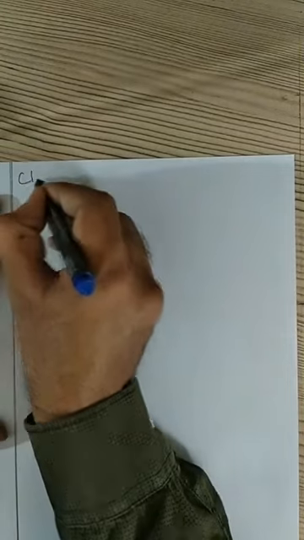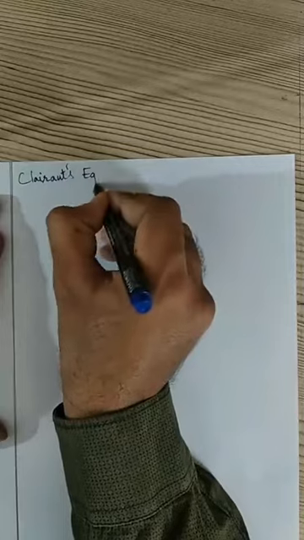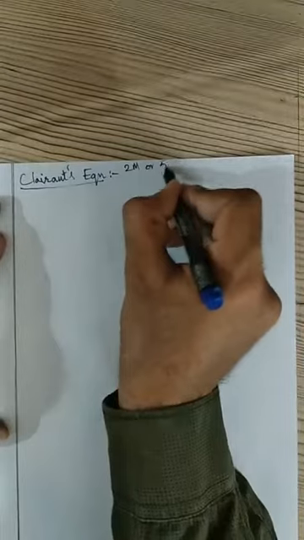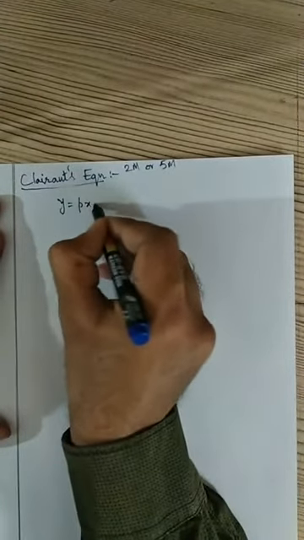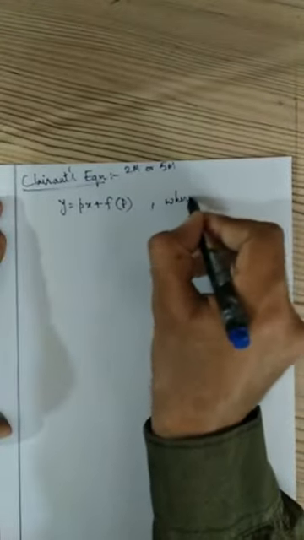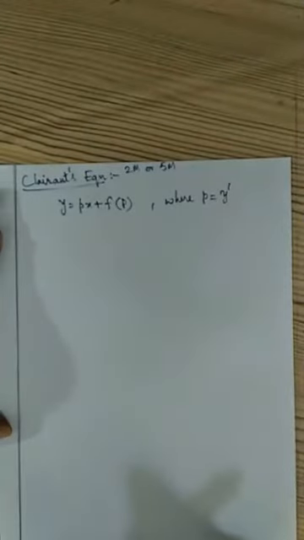So it is not that much important, but sometimes 2 marks or 5 marks questions will be asked from this. So Clairaut's equation. I am not saying that this is important, but sometimes questions will be asked. So an equation of the form y equals to px plus f of p. If the equation is of this form, where p equals to y dash, then such an equation is called as Clairaut's equation.